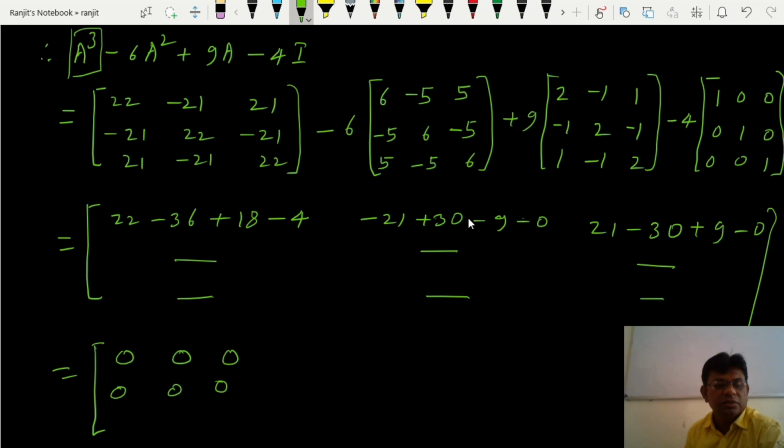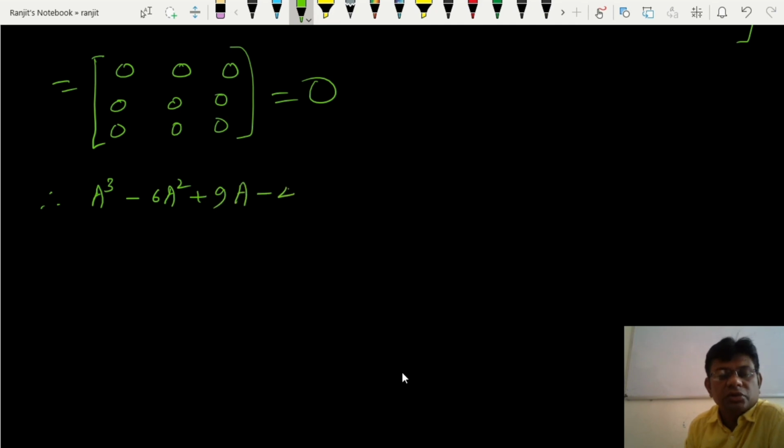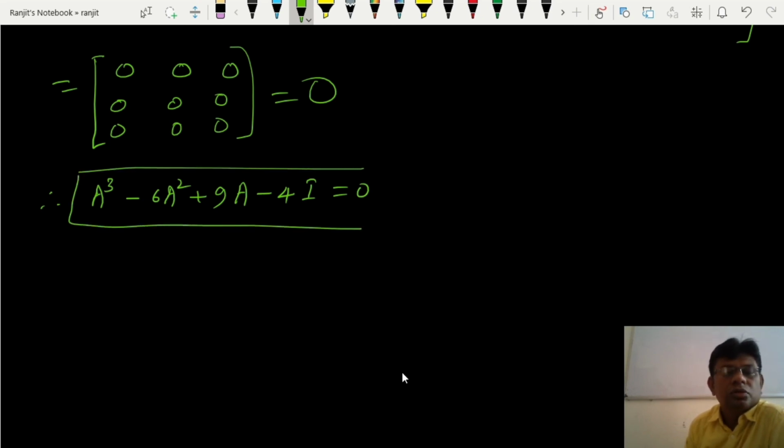Similarly, this is equal to the 0 matrix. Therefore, A to the power 3 minus 6 times A square plus 9 times A minus 4 times I is equal to 0. Therefore, the Cayley-Hamilton theorem is verified.